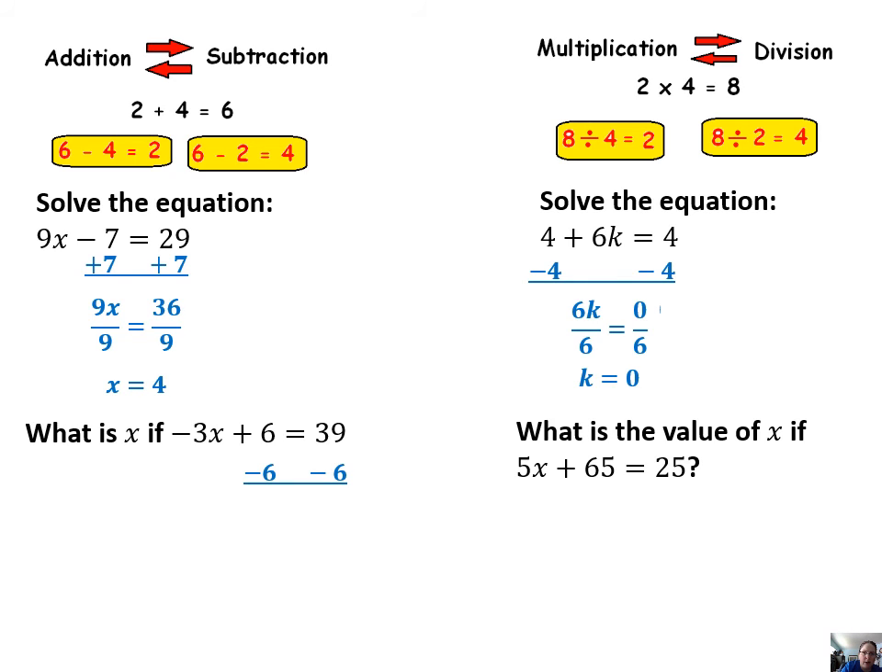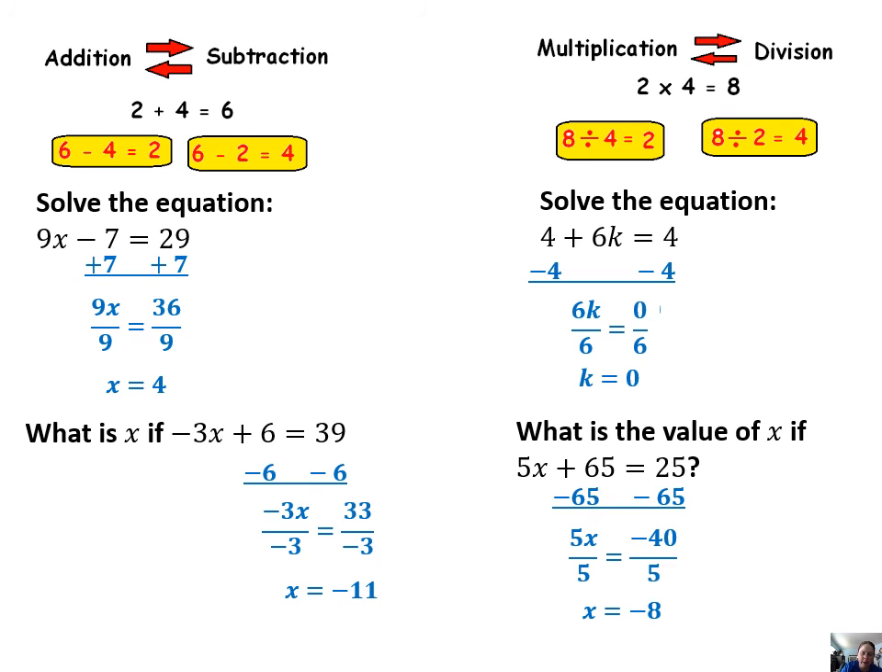Next one, subtract 6 from both sides. That gets us negative 3x equals 33. Divide both sides by negative 3. We get x is negative 11. Next one, what is the value of x if 5x plus 65 equals 25? Well, subtract off 65 from both sides. That gets us 5x equals negative 40. Divide by 5, and x is going to be negative 8.